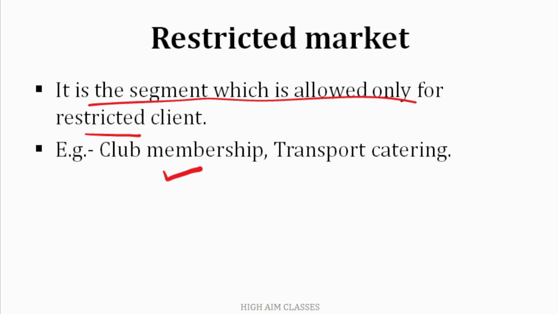Like in most of the transport catering, like airline catering, if you want to have the food in airlines, you have to buy a ticket. If you are traveling by train, then you get the food over there. So all these are restricted areas where general people cannot just go and have food without bookings or memberships.